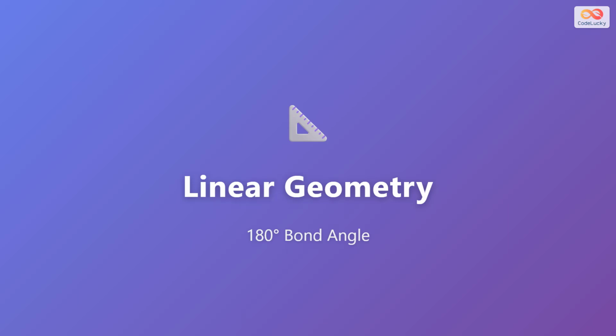Welcome to this lesson on linear geometry. In molecular chemistry, linear geometry is one of the fundamental molecular shapes you'll encounter. It's characterized by a very specific bond angle of 180 degrees, which creates a perfectly straight arrangement of atoms. This geometry is essential for understanding how certain molecules are structured and why they behave the way they do.